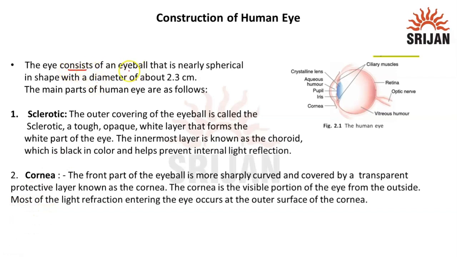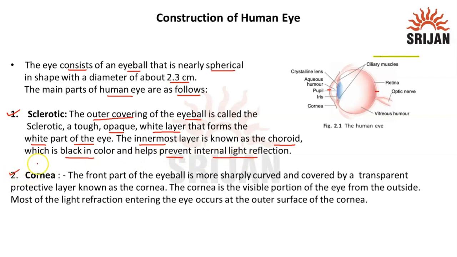The eye consists of an eyeball that is nearly spherical, which is shown in this picture as well, that the shape is almost spherical. The diameter of this eyeball is approximately 2.3 centimeters. The main parts of the human eye are as follows. Number 1 is the sclerotic. This is the outer covering of the eyeball. It is a tough, opaque, white layer that forms the white part of the eye. Similarly, the innermost layer is known as the choroid, which is black in color and helps prevent internal light reflection.